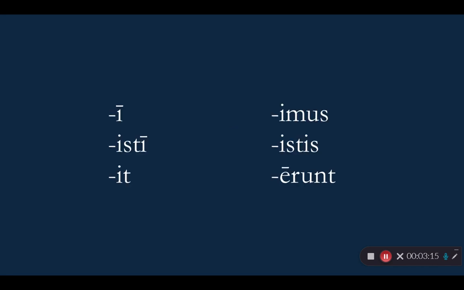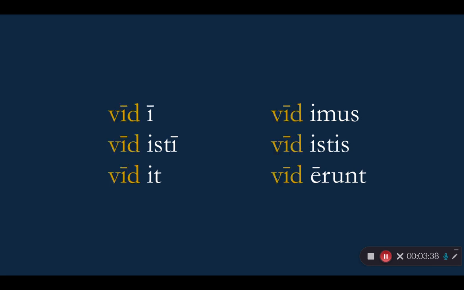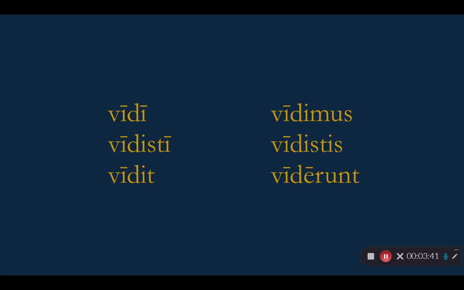To form the perfect tense, add the perfect tense personal endings to the perfect stem. The perfect tense personal endings are i, isti, it, imus, istis, erunt. Note the macrons. We have a macron on the I of the first person singular, the I of the second person singular, and the E of the third person plural. Conjugate video aloud with me in the perfect tense. Vidi, vidisti, vidit, vidimus, vidistis, viderunt.